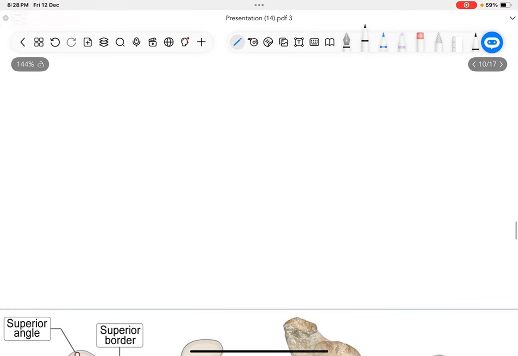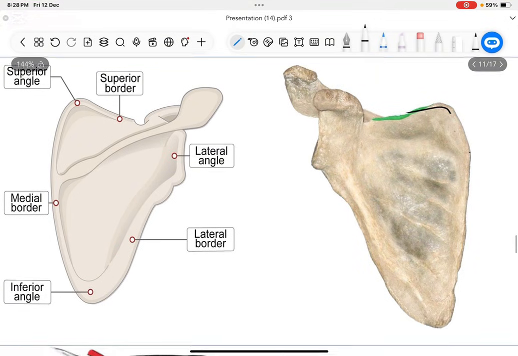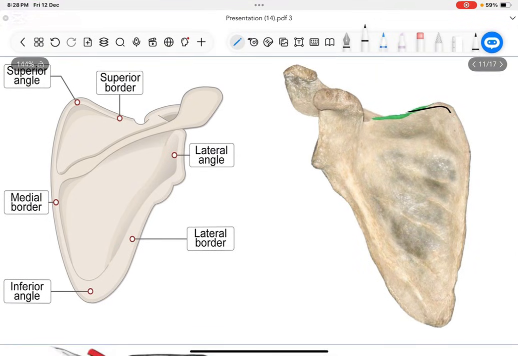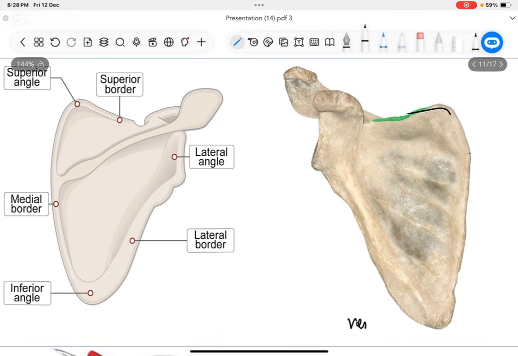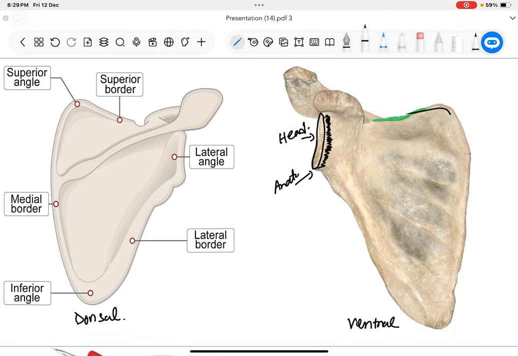Let us go and see the image. On screen, now you can see the scapula in two views. This is the ventral view and this is the dorsal view. On the ventral view, you can see the large body, and this is the head, or we can say the glenoid cavity. Surrounding the head, the area of margins is covered by the capsule. This is called the anatomical neck.